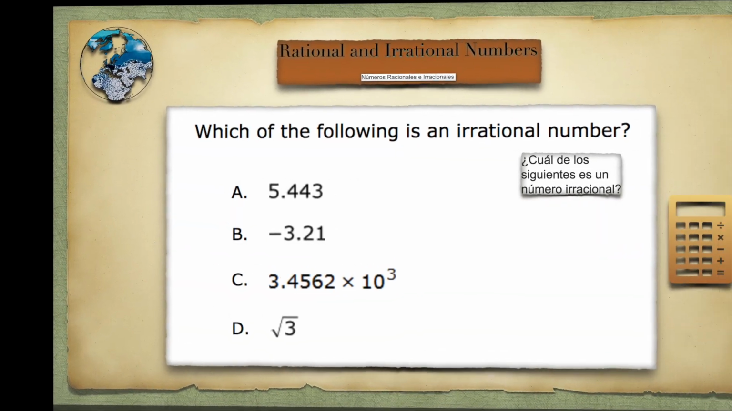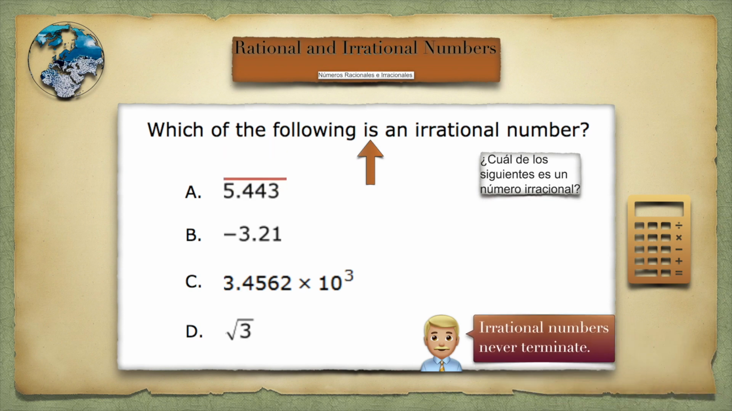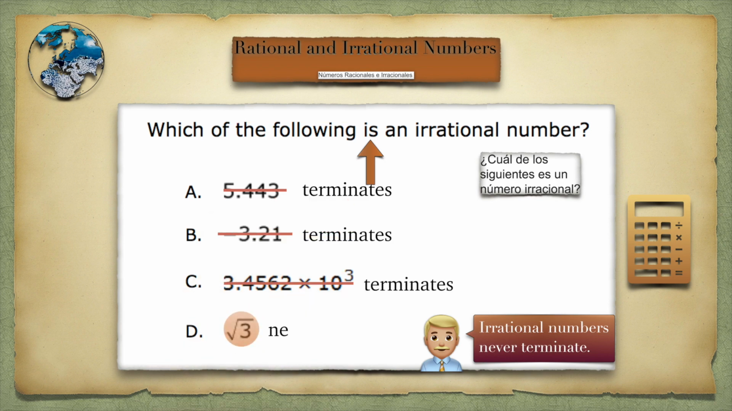Again, we're just looking for one irrational number, so which ones are rational? Eliminate those, and we'll be left with one choice. That one terminates, so it's rational. That one terminates, so it's rational. Choice C also terminates, so it's rational. Put choice D, again, in your calculator. Square root of 3 would never terminate.